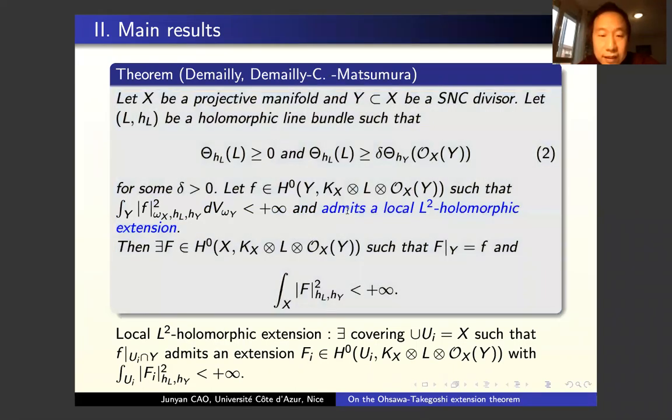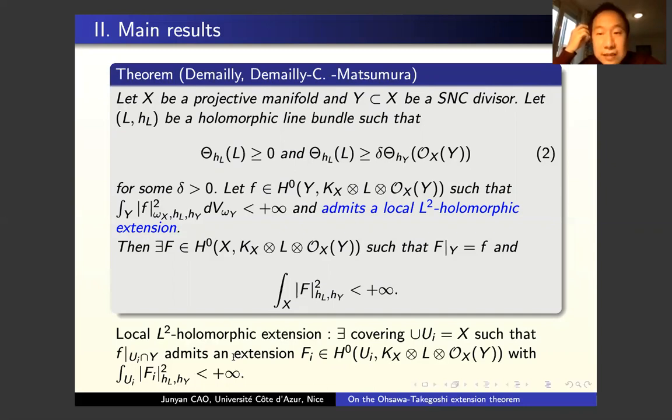So let me first explain this condition. For a holomorphic section f over Y, we say that it satisfies the L2 holomorphic extension condition. That means that at least locally we can extend small f to its small neighborhood as a holomorphic section, such that its L2 norm is bounded. So this condition is in fact a necessary condition.